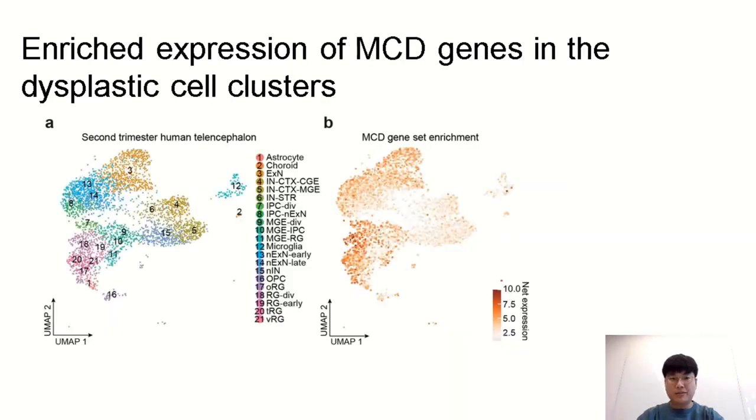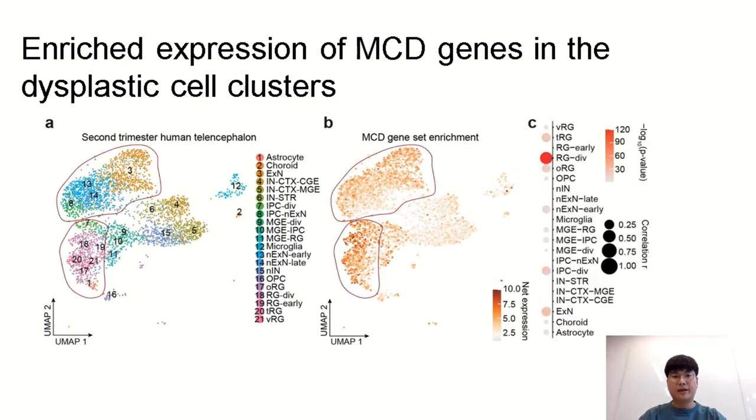We next mapped the known and novel genes onto public single-cell RNA-seq data generated from the human fetal mid-gestation stage telencephalon. The UMAP shows 21 cell types. I highlighted these 2 groups. These clusters showed the highest level of expression of the novel MCD genes, especially dividing radial glia, suggesting that they may act in the excitatory neuronal lineage, including dividing radial glia.